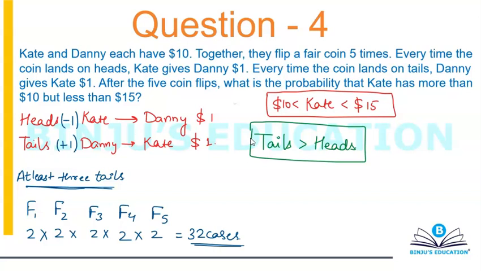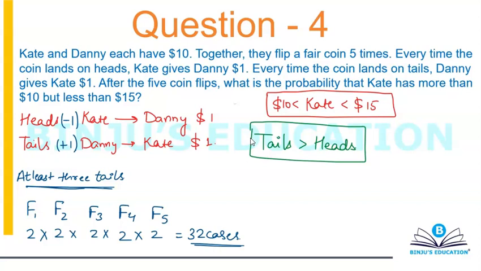Now, since 32 is the total number of cases, and we are flipping the coin an odd number of times, there will not be any case where the number of heads and the number of tails are equal. It's not possible. You can have 3 tails, 2 heads, or 3 heads, 2 tails, 4 heads, 1 tail, 1 head, 4 tails, and so on.